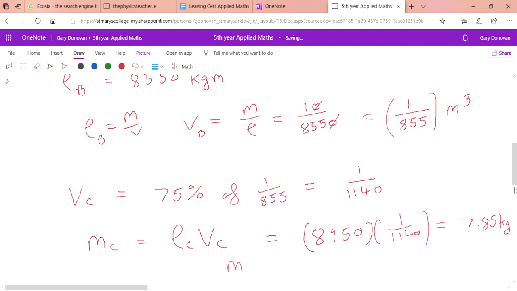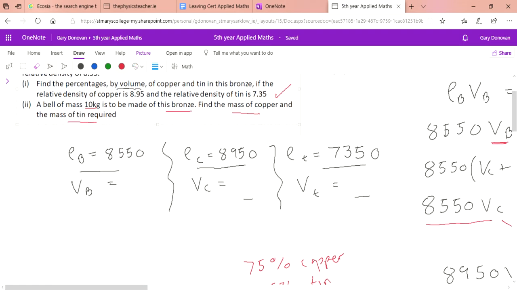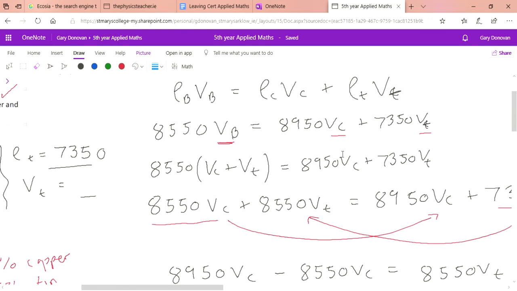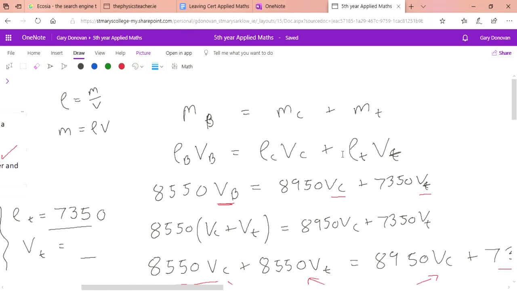Now if we want the mass of tin, well, the overall bell weighs 10 kg, so it's going to be 10 minus 7.85, which equals 2.15 kg, and that's your answer. So as I said before, it's all about breaking down your variables and starting off with that equation. Starting off with this equation is the key to solving it.